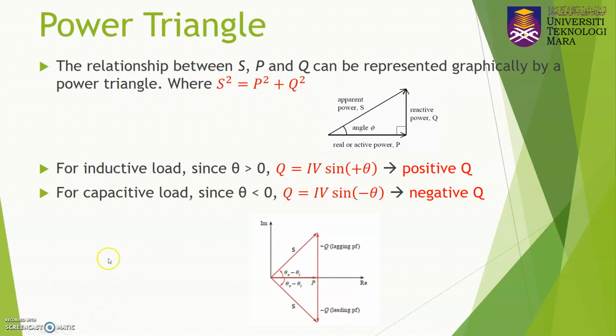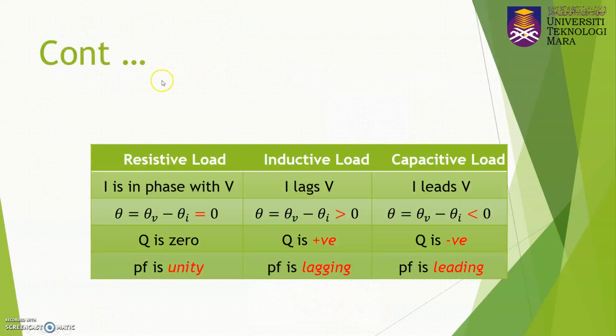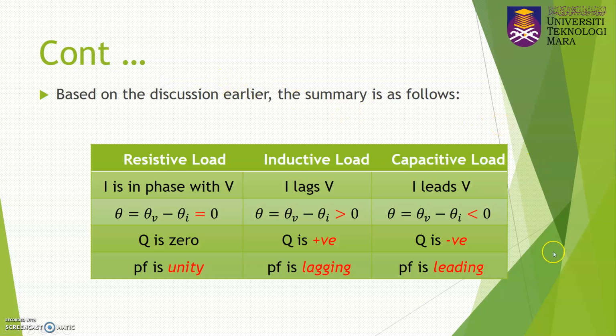Next, this is the summary that we made based on the discussion earlier. Basically, loads have three different types: resistive load, inductive load, and capacitive load. For the resistive load first, I is in phase with V, and then theta will be equal to 0 because theta V will be equal to theta I. So in this case, Q is 0. And the power factor is unity because power factor is cos theta, cos 0. Cos 0 is 1, so 1 is considered a unity power factor.